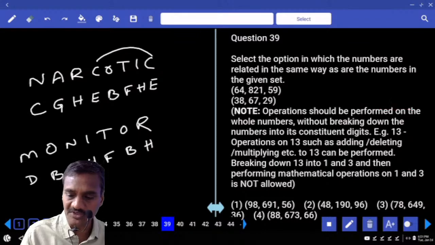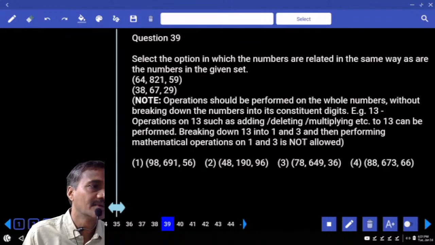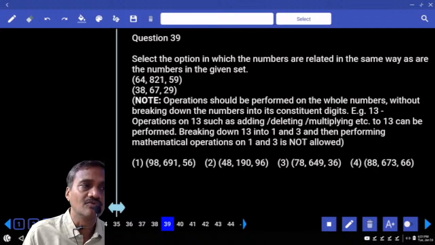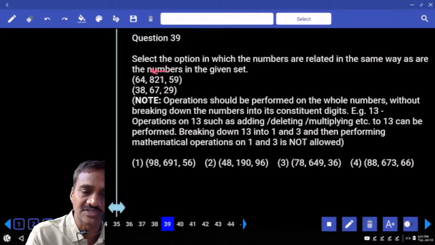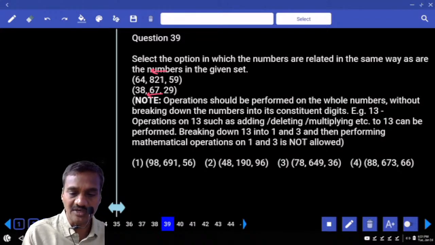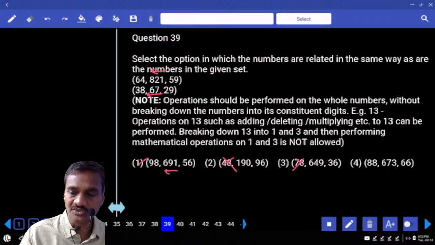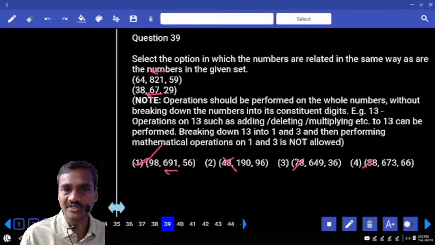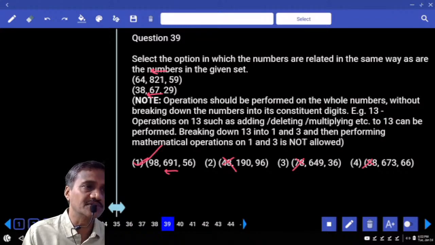Then coming to question number 39. Now in this 39th one, 64, did you do this? Now 64 into 2, how much? Yes, 64 into 2, 128. Where is 128? 128 is written in the reverse order. Now 38 into 2, 76, written in the reverse order. And similarly here, 98 into 2, 196, written in the reverse order. 48 into 2, 78 into 2, 88 into 2. Hence, what is your answer? Choice 1 is the answer. Twice the first number, written in reverse, is the second number. Now that is question number 39.